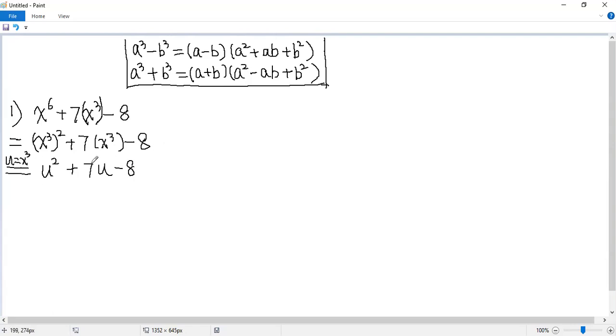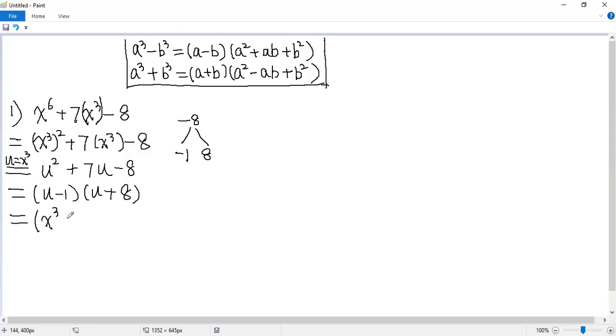To factor this new polynomial, we need to break up the constant term -8 into two numbers. The product equals -8, the sum equals 7. They are -1 and 8. So that equals (u minus 1)(u plus 8). Now we replace back u by x cubed.